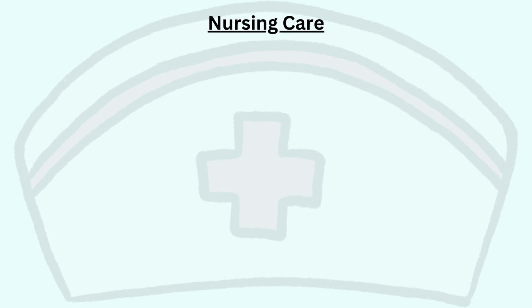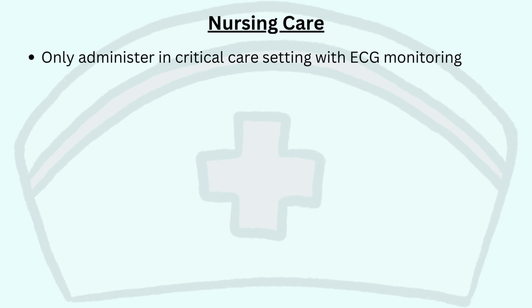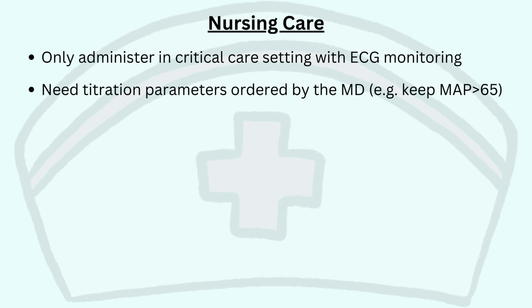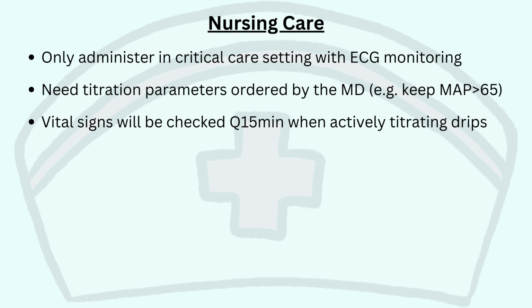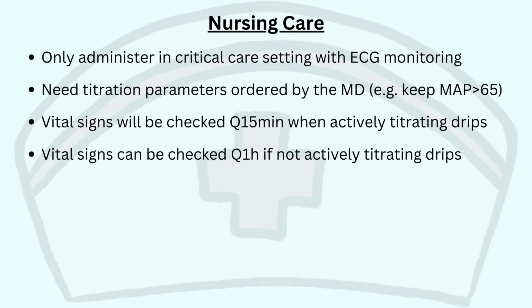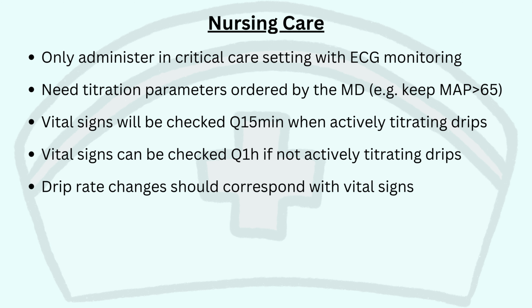For patients receiving vasopressors, there are certain responsibilities you have as a nurse. Vasopressors can only be administered in a critical care setting with continuous ECG monitoring. There needs to be titration parameters ordered by the physician, for example, to keep the MAP greater than 65. Vital signs will be checked every 15 minutes when actively titrating drips. Vital signs can be checked every 1 hour if not actively titrating drips. When you chart drip rate changes, they should correspond with the vital signs.